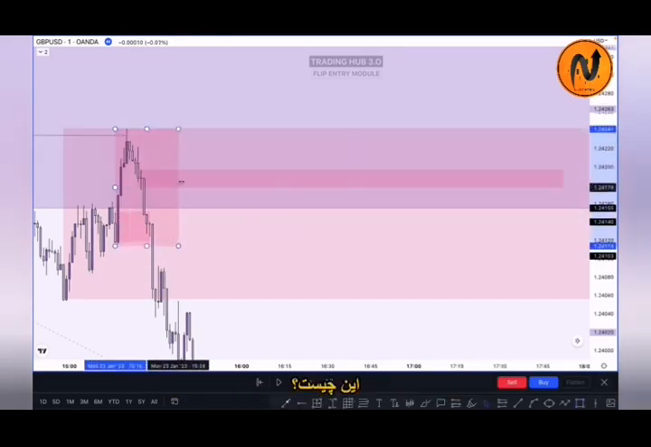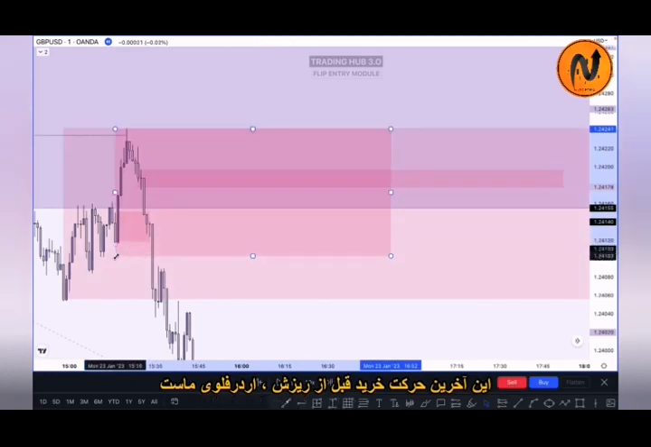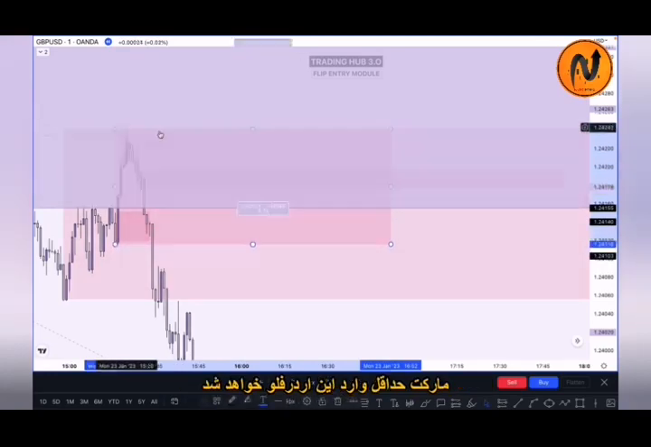And what is this? This is our order flow, because it is the last buying momentum before this drop. The market will at least tap this order flow before continuing downside. If the market does not tap this one, then you can't sell below it.